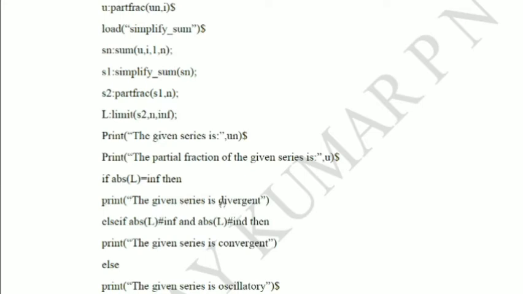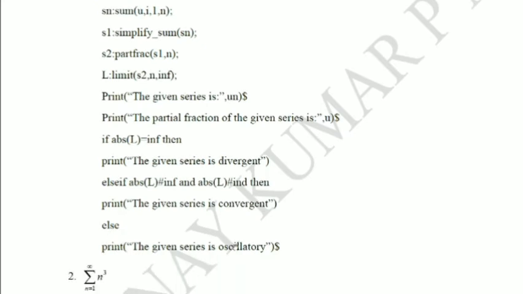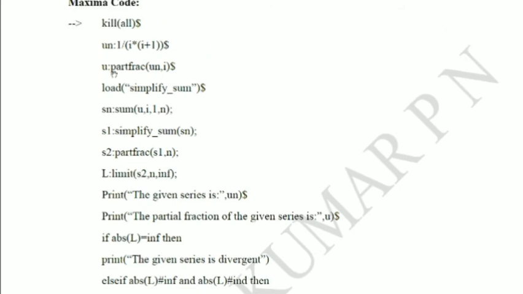So if the absolute value of this is infinity, then we know that the given series is divergent. So print the given series is divergent. Else if the absolute value of L is not equal to infinity, and the absolute value of L is not equal to indeterminate, then print the given series is convergent. If these two are not true, then we are left with only one option, else print the given series is oscillatory. This is how you have to write a command depending on the problem. Remember, in some problems we don't need this partial fraction, and we don't have to write these. So depending on the problem, you have to use these commands.